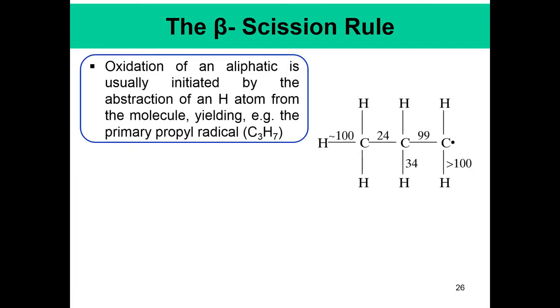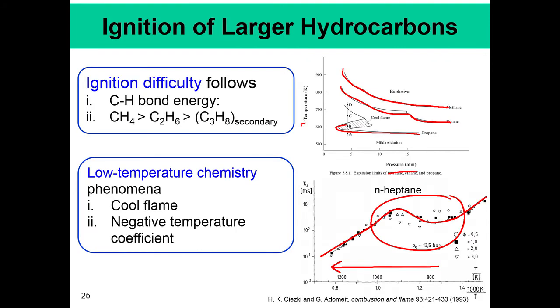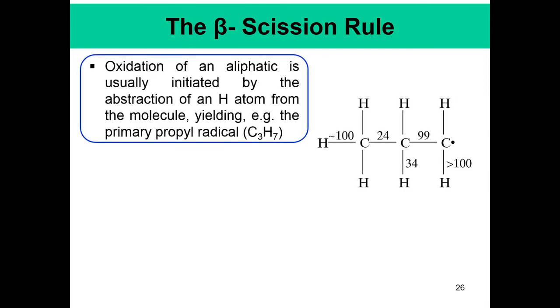Now, we need to know some rules about essentially which bonds we are talking about. Bond energy, that is, we said that methane is the least explosive at a given temperature and pressure, and propane is the most explosive because of the CH bond energy. The bond energy of CH4 is highest, and then C2H6 has less bond energy, and then C3H8 has even lesser bond energy. So the propane is easier to break and easier to ignite.